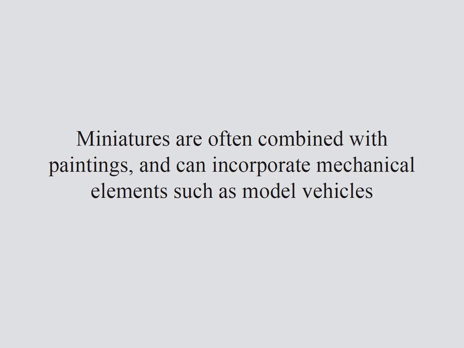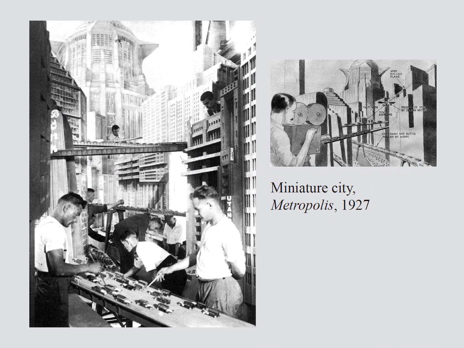Miniatures can, of course, incorporate other aspects, such as painted backdrops or mechanisms, such as Metropolis, famous film from 1927, Fritz Lang. One of the most important films in special effects. This is showing the production of the film. In the background, we've got a painted backdrop, and then in the foreground, we've got a miniature city. And all the cars are on wires so that they can be moved by technicians off screen during the filming.